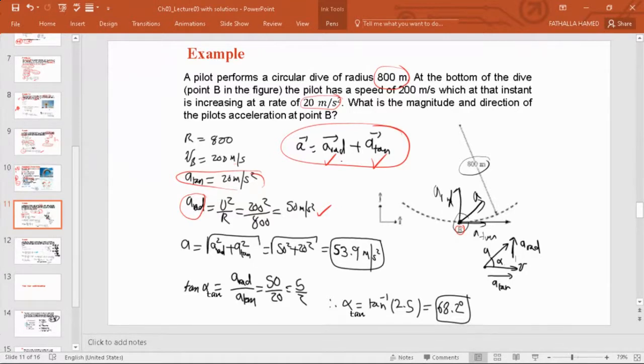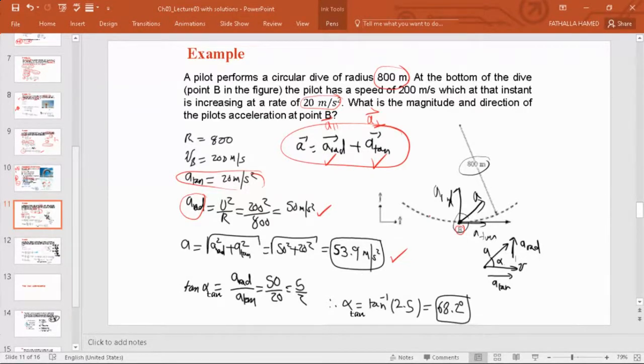So the magnitudes of these are 20 and 50, and they are perpendicular to each other. That's why this is the A parallel, and this is the A perpendicular. They're always perpendicular to each other. When you take the magnitude, it will be the square root of A rad squared plus A tan squared, which is the square root of 50 squared plus 20 squared, and that will give you 53.9 meters per second squared.